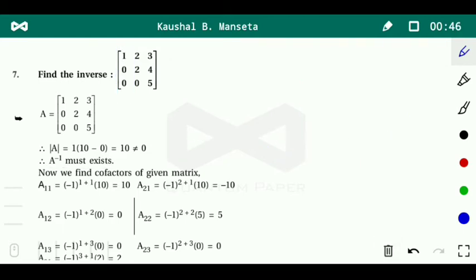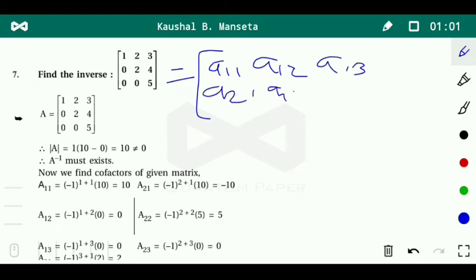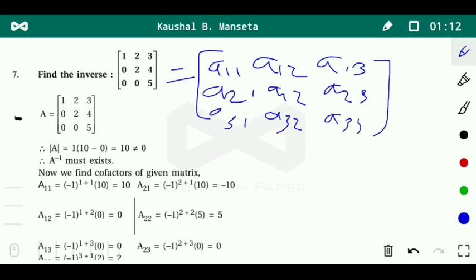Now we have to find adjoint of A. Before finding adjoint of A we have to find out cofactors of all elements. So here we can write A11, A12, A13, A21, A22, A23, A31, A32 and A33. First of all we have to find out cofactor of A11. So it gives capital A11.